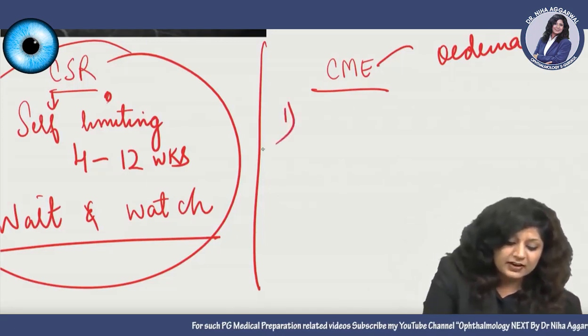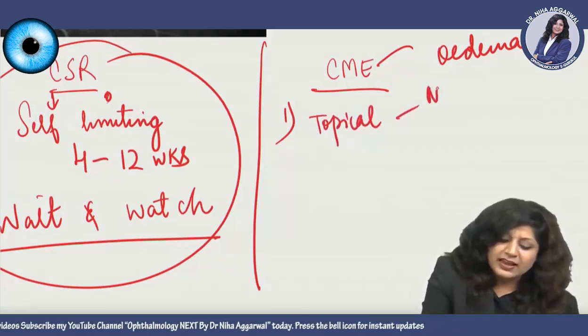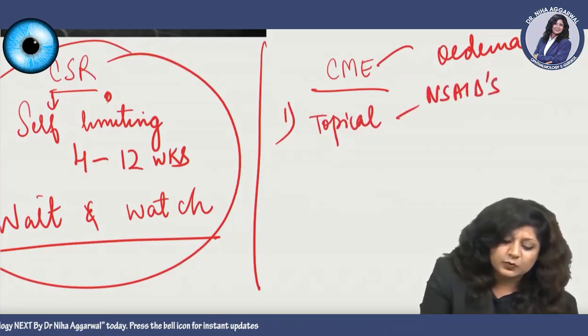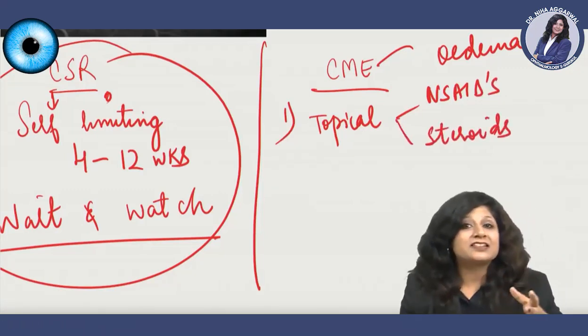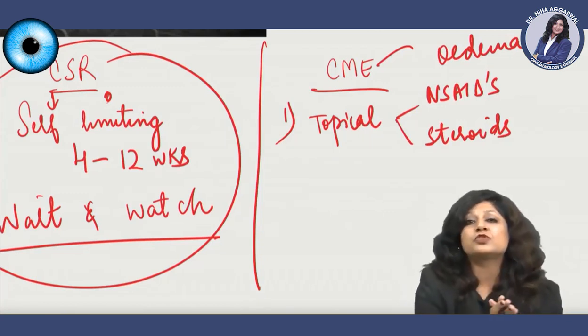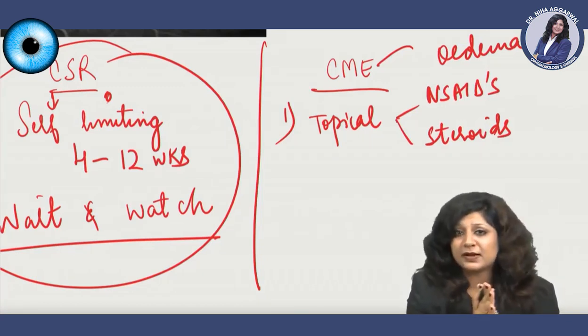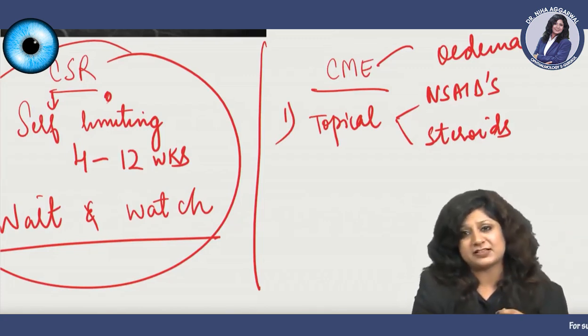So what will you give here? We will give topical anti-inflammatory drugs. Try the NSAIDs. If NSAIDs do not work, then give steroids, especially in cataract surgery, the Irvine-Gass syndrome. In all these cases you have to give topical NSAIDs or topical steroids. So now let's see what is the takeaway message for you to take home.